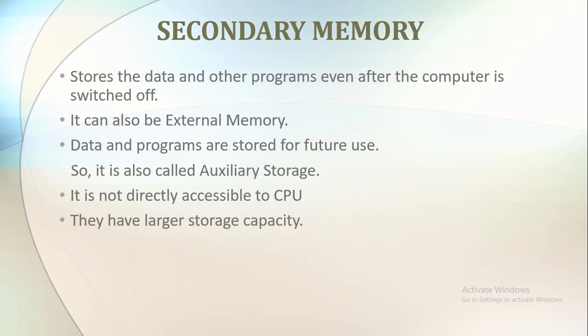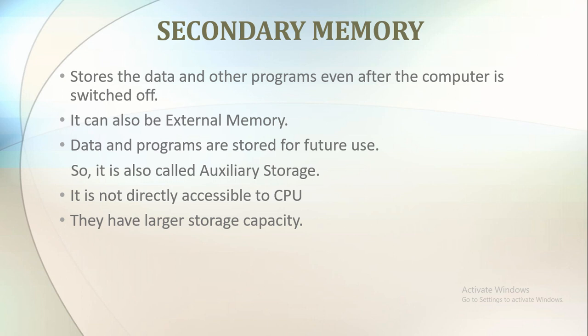Now comes secondary memory. Secondary memory stores the information and other programs even after the computer is switched off. In ROM also, the data and information are stored, but it is a primary memory. But secondary memory are some devices. They are called external storage devices. It is also called external memory. Okay? Data and programs stored in this memory are stored for future use. It is also called auxiliary storage.